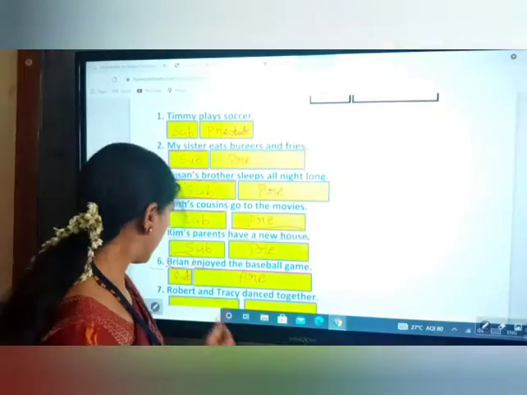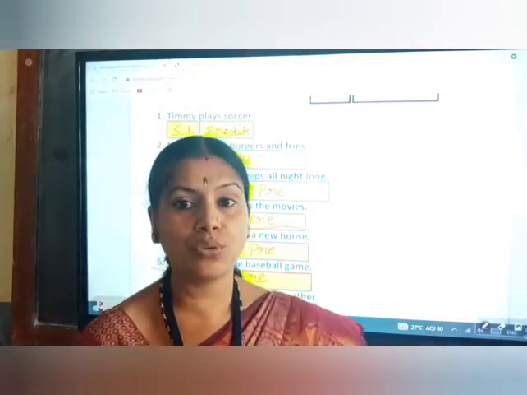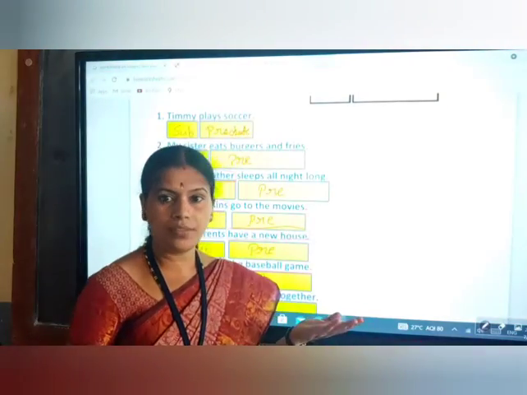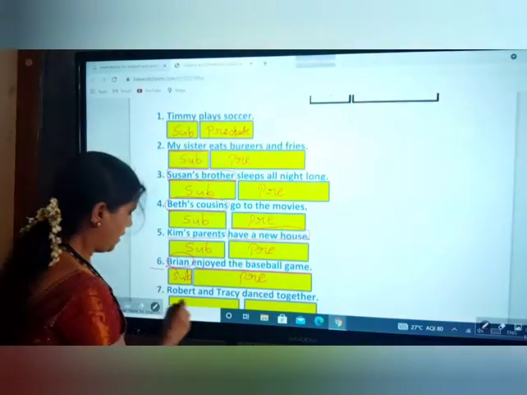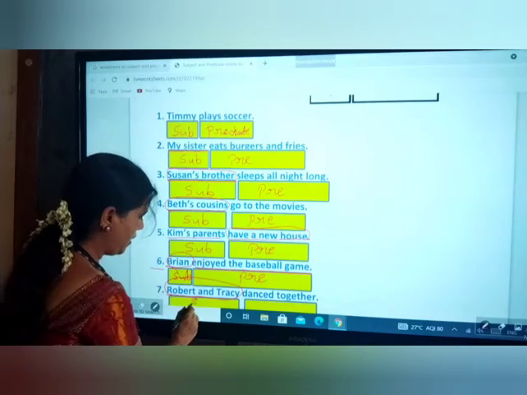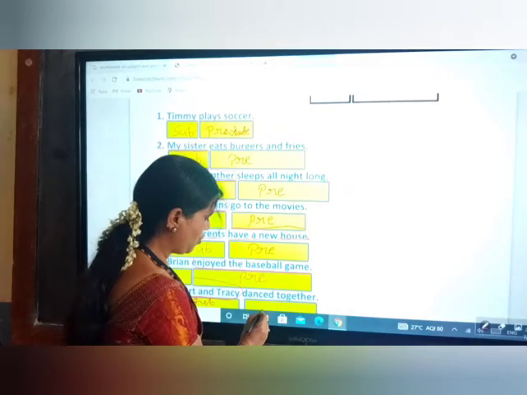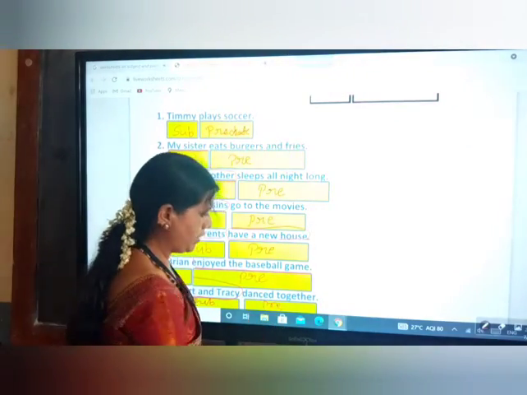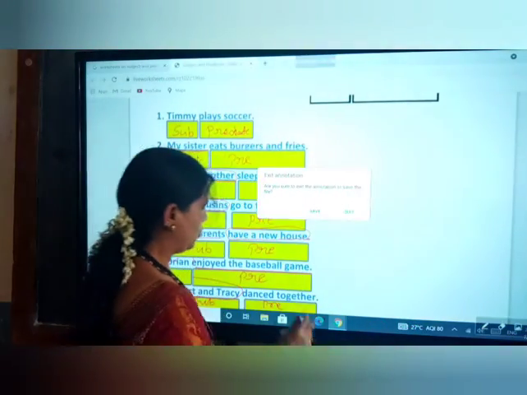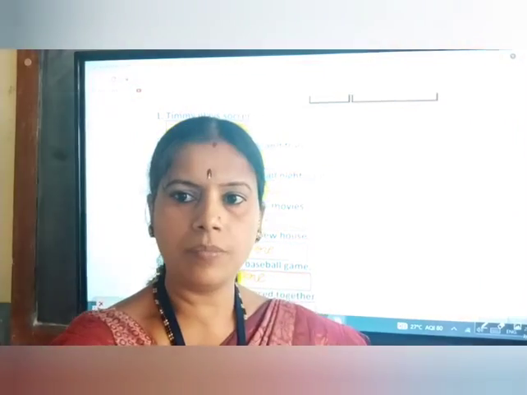So the next one, Robert and Tracy danced together. Here, as I told you, there is a compound subject. More than one subject is there. If it is having more than one subject, it is called a compound subject. Robert and Tracy, here this is the subject. What they had done? Danced together is the predicate. So this is about the subject. Next we will move to the next example.